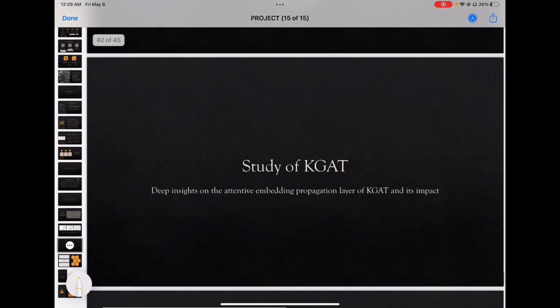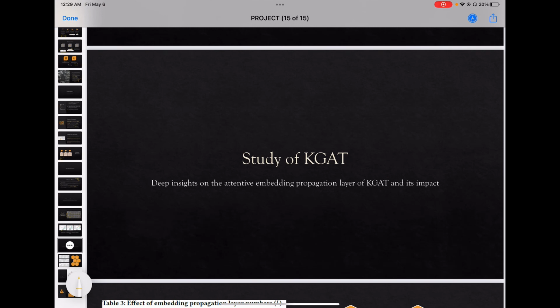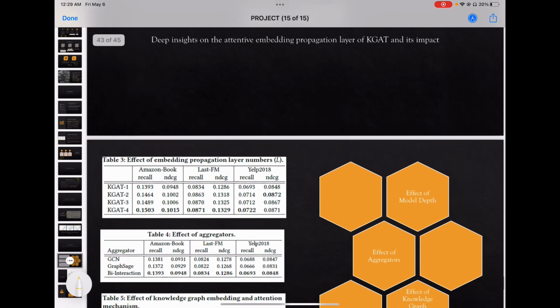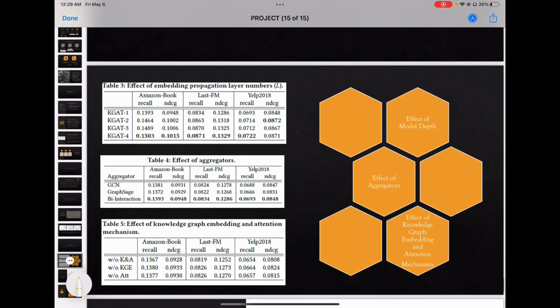The next thing that we see in this presentation is the deep insights on the attentive embedding propagation layer of KGAT and the impact it has. The first thing we see is the effect of the embedding propagation layer number L, which is how many neighbors we consider while we try to get information. Here we see the more the number of layers, the better is the predicted value.